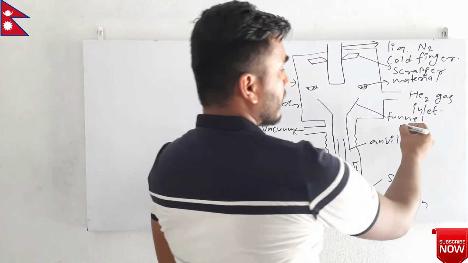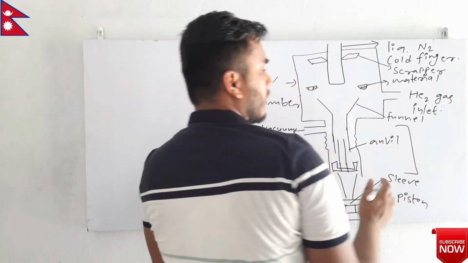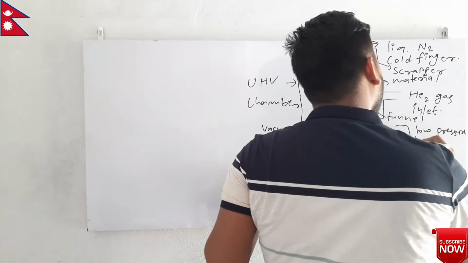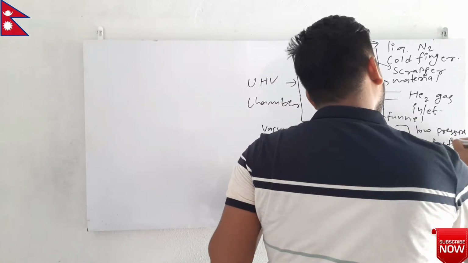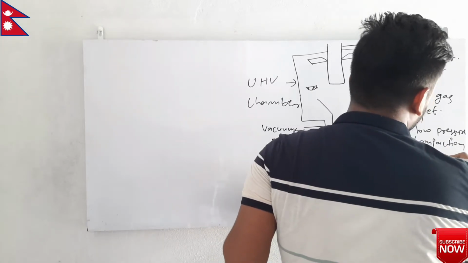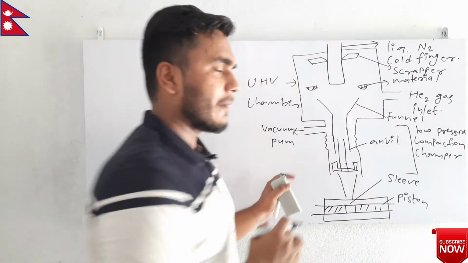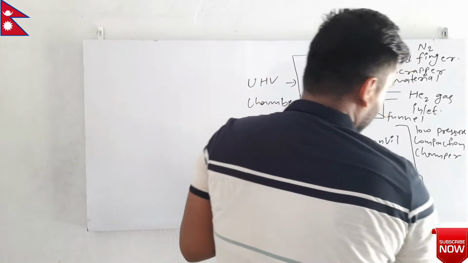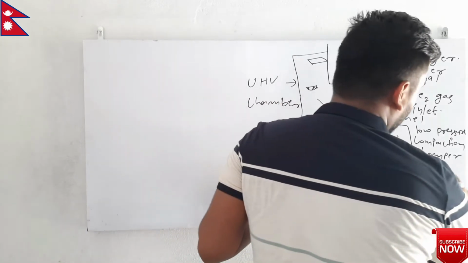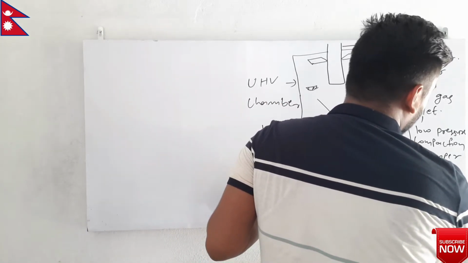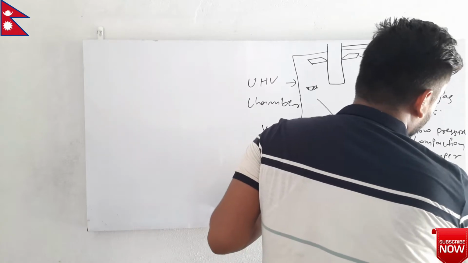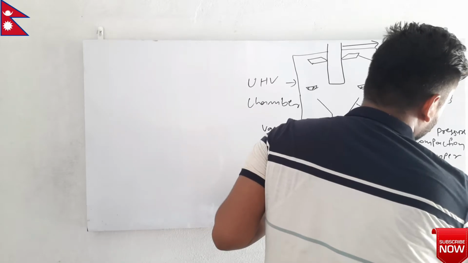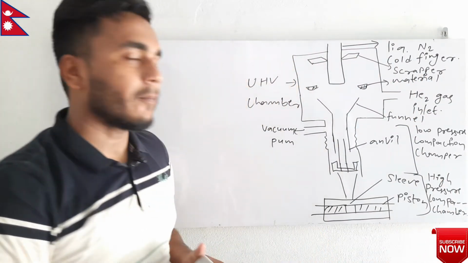Okay, now this chamber, this part is called the low pressure compaction chamber, because very low pressure is applied by using this anvil on that bulk material. And this part is called the high pressure compaction chamber. This is the high pressure compaction chamber.